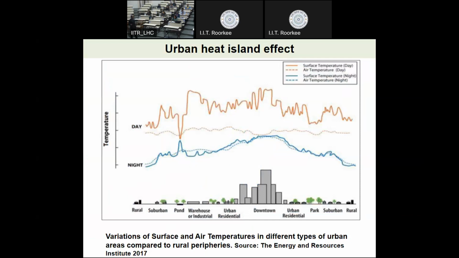And in some cases, the variation can be very high. It could be 1 to 5 or 7 degrees. But in some cases, the difference can be very high. So this phenomenon is called urban heat island. The urban areas work as a heat island. The amount of heat in the air or in the ground in urban areas is much higher than the surrounding rural areas or suburban areas.